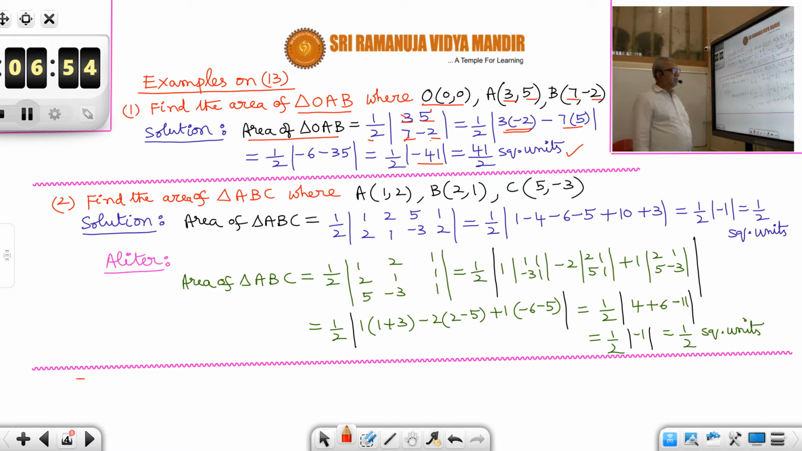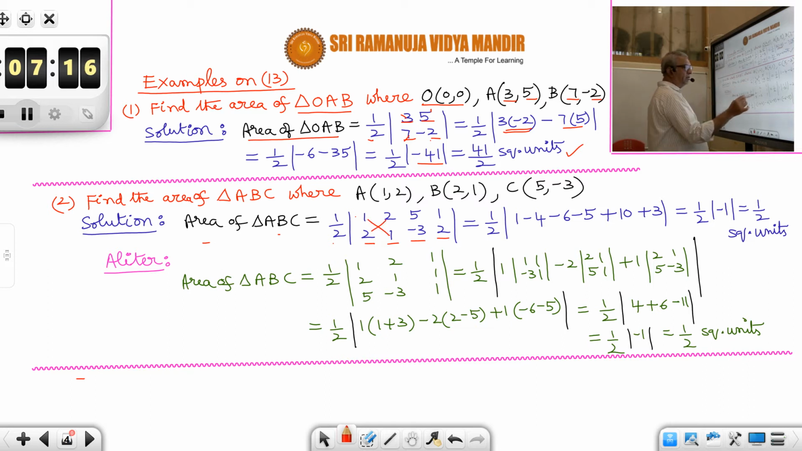Next, find the area of the triangle ABC where A, B, C are given. Let us use the first method: half into, first point vertically we have to write (1, 2), second point (2, 1) vertically, third point (5, -3) vertically. Again we have to repeat the first point (1, 2). Then expand.